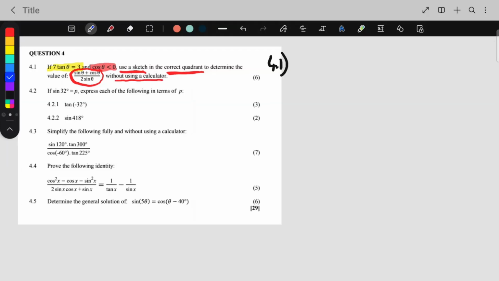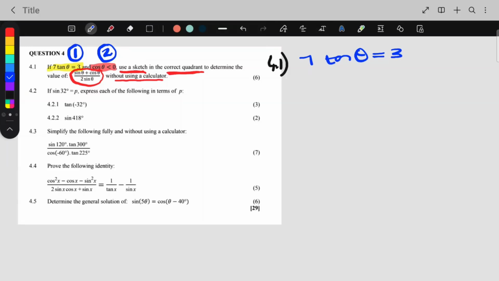Let's do our plan. Our plan is, grade 11s, we first write the given information down. So this one is given. And this is given. So these two restrictions are given. So that's the restrictions. 7 tan theta is equal to 3.